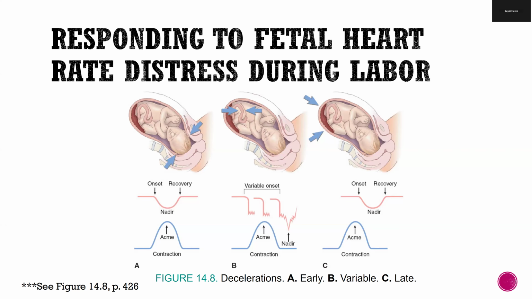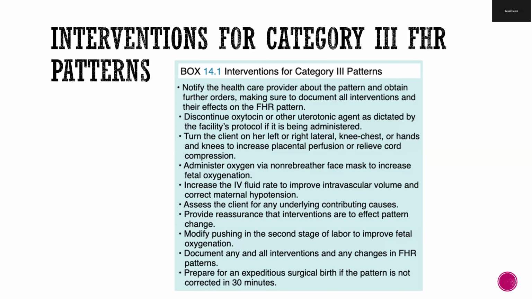So that's why I left this old figure in here, with a reminder to see your book to see the monitor strips. Here are the interventions for a category 3 fetal heart rate. Notify the healthcare provider and obtain further orders. Discontinue oxytocin or other uterotonic agent. Turn the client to left or right lateral, knee-chest, hands and knees, anything to increase placental perfusion or relieve cord compression. Administer oxygen via non-rebreather face mask to be able to give the fetus more oxygen.